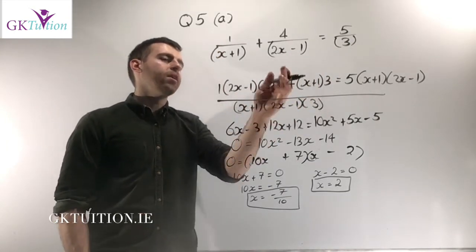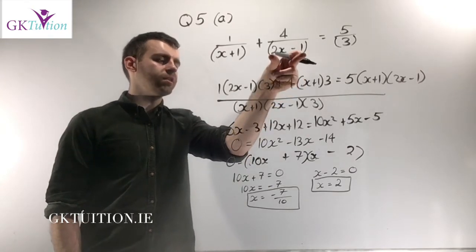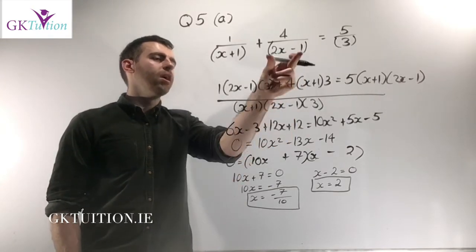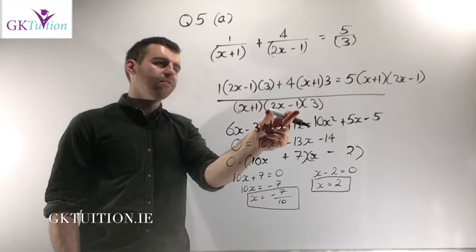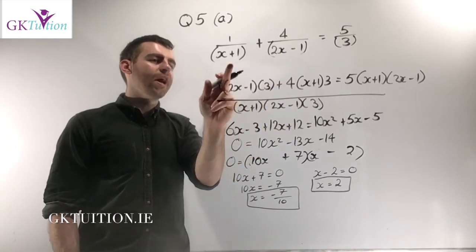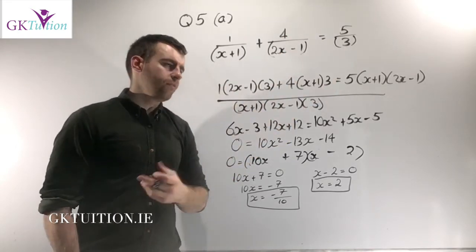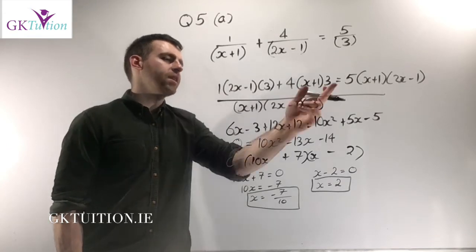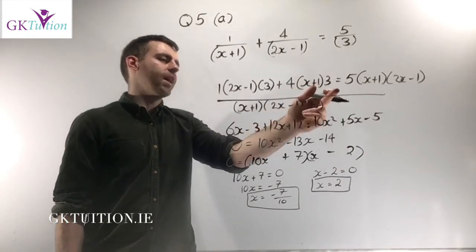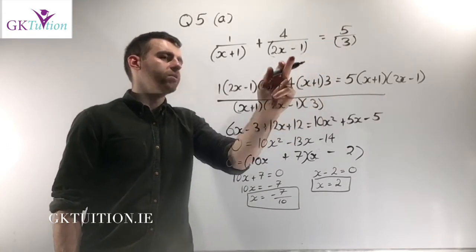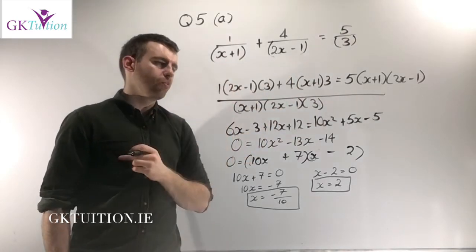Then I continue on and I ask myself how many times the bottom of this fraction will divide into the common denominator. The 2x minus 1 would cancel with itself and I just end up multiplying 4 by x plus 1 by 3. I follow the same logic again. There's an equals between the next terms and then it's 5 times 2x minus 1 times x plus 1.